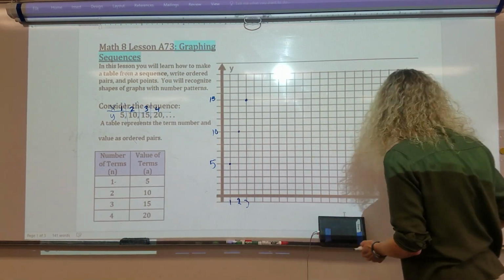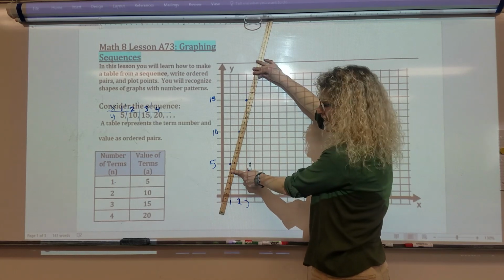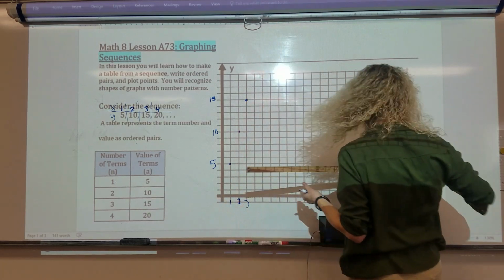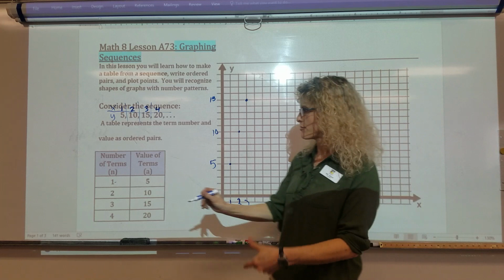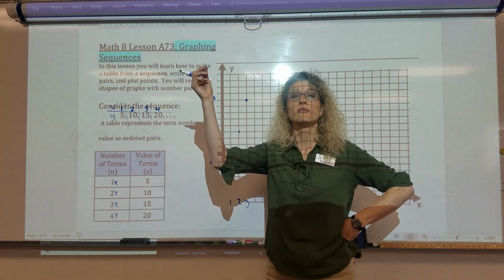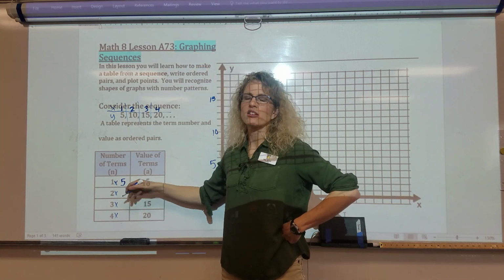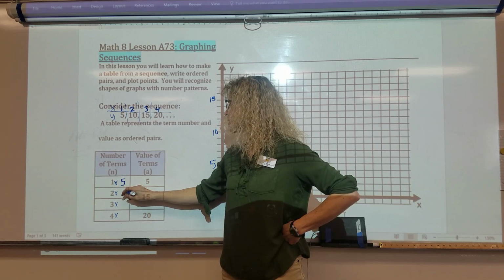So my shape, if I took a straight object, it is linear, and it looks like it goes through the origin. Let's find out if it does go through the origin. Let's establish a rule here. What is the rule? Does it have a constant multiplier, and what is the multiplier? Get ready? 5. We call it a constant of proportionality, or constant of variation.